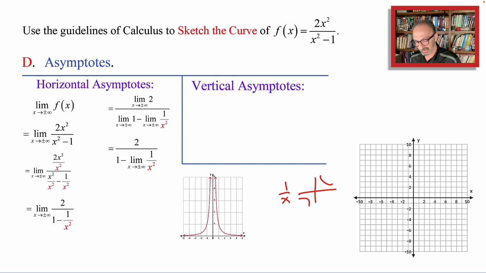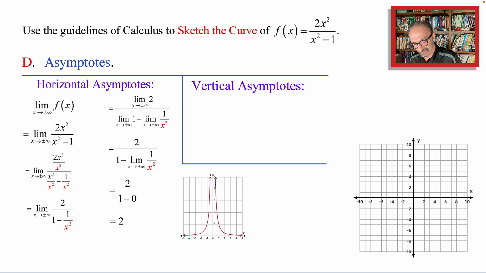1 over x to the second will be steeper right here, as you could see, and this will flip to the positive side. As x goes to infinity or x goes to negative infinity, the values will go to 0. So this part right here will go to 0. So the final answer becomes, after you apply the limit, of course, and simplify, 2 over 1 minus 0, which is just 2.